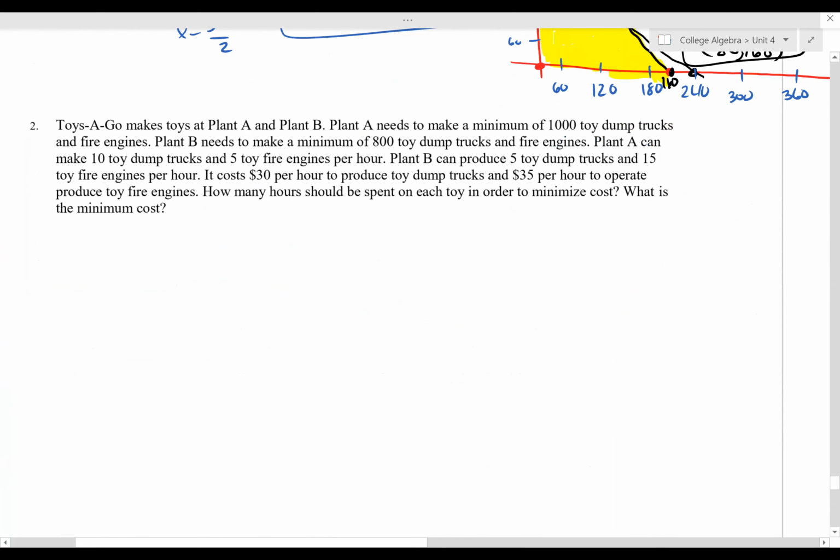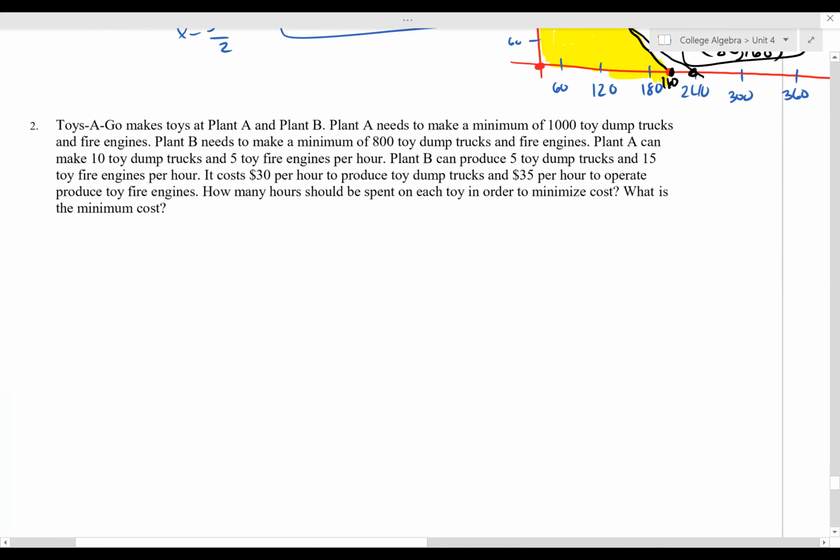So our second example is a manufacturing question. Toys A Go makes toys at Plant A and Plant B. Plant A needs to make a minimum of 1,000 toy dump trucks and fire engines. Plant B has to make a minimum of 80 toy dump trucks and fire engines. And Plant A can make 10 toy dump trucks and 5 toy fire engines per hour. And Plant B can produce 5 toy dump trucks and 15 toy fire engines per hour. It costs $30 an hour to produce toy dump trucks and $35 per hour to operate and produce toy fire engines.